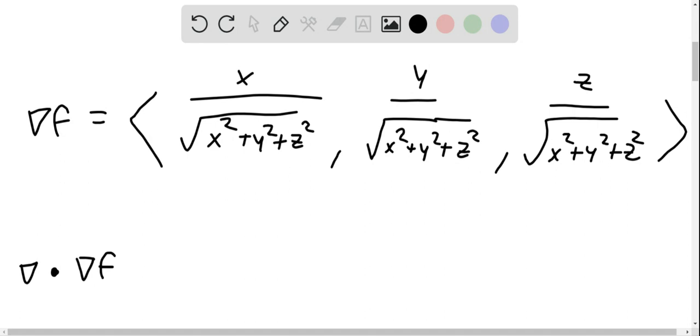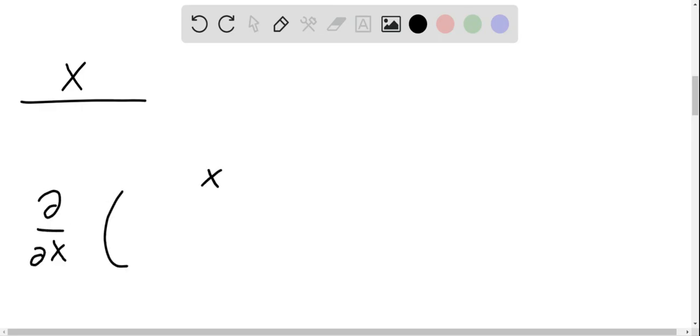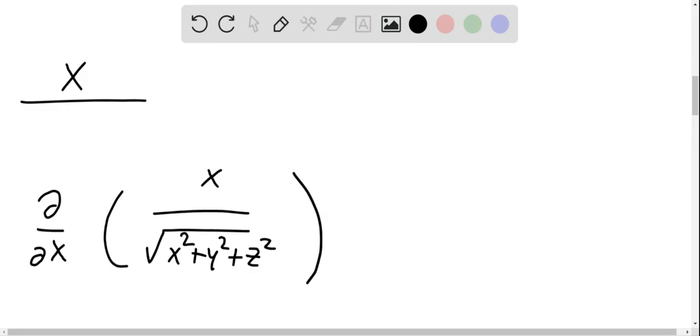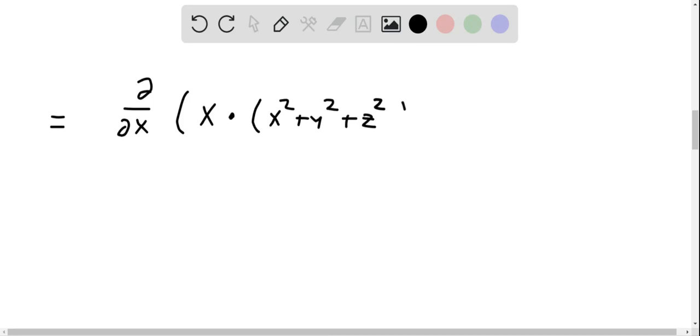And due to the symmetry, let's just focus on the x derivative of the first term. So we want the x derivative of x over square root x squared plus y squared plus z squared. And for this, I'll just rewrite this as the derivative of x times x squared plus y squared plus z squared to the negative 1/2.